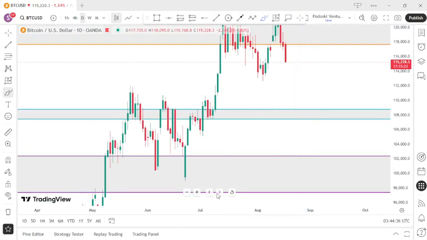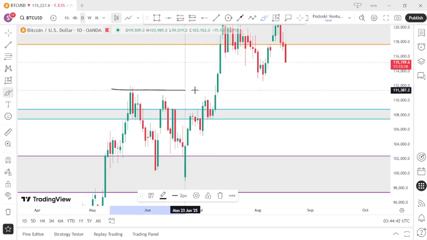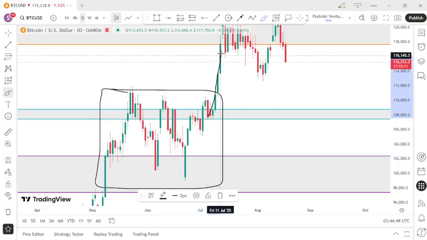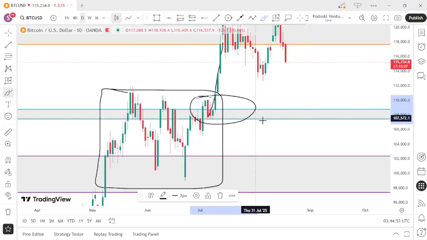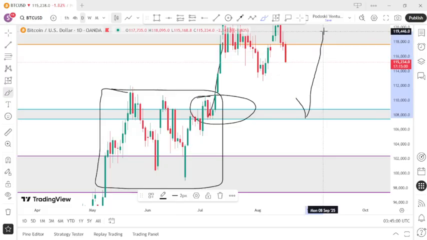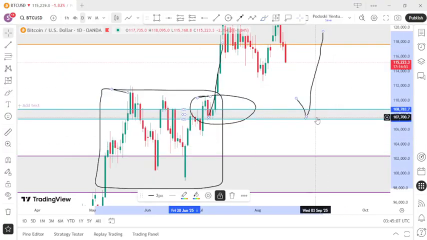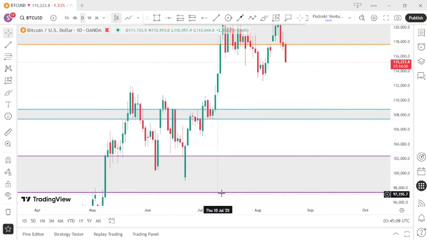Previously price was consolidating or ranging in this particular area on the daily time frame. Then price broke out of it, making here a support. If here is a support, price is meant to calm down for a retest before it goes to the upside. So that's why we are also looking for a buying opportunity on BTC USD.